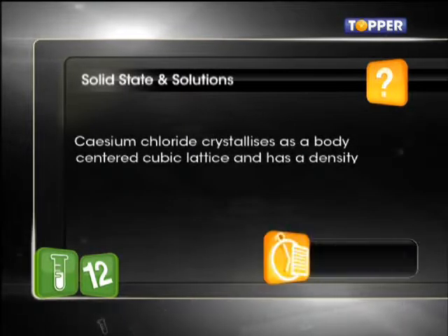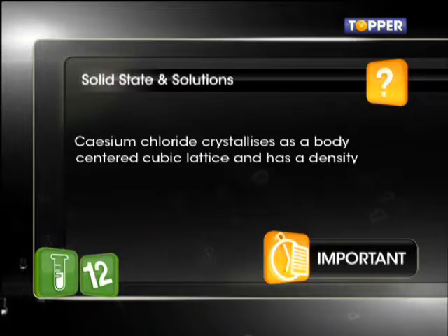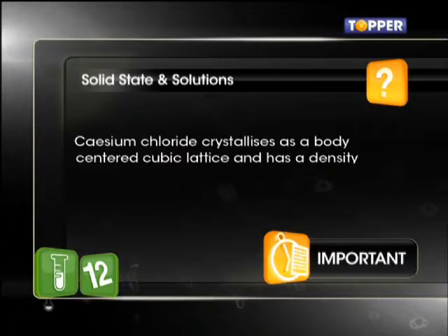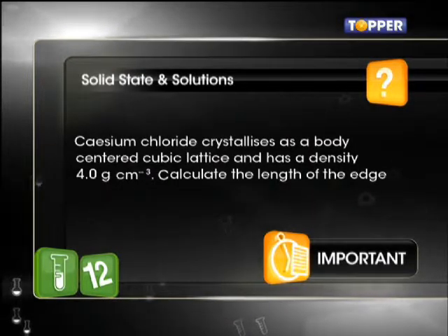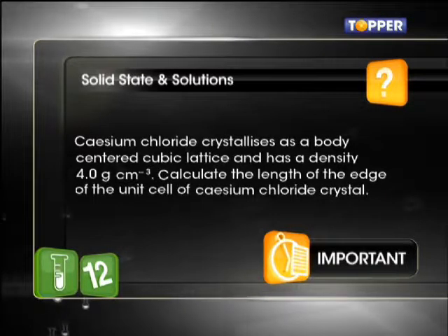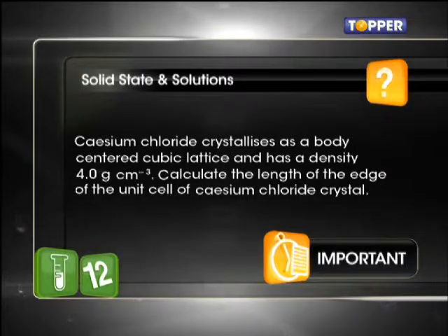A similar question of 2 marks can be asked for different compounds. For example, cesium chloride crystallizes as a body-centered cubic lattice and has a density of 4.0 grams per centimeter cube. Now, calculate the length of the edge of the unit cell of cesium chloride crystal.